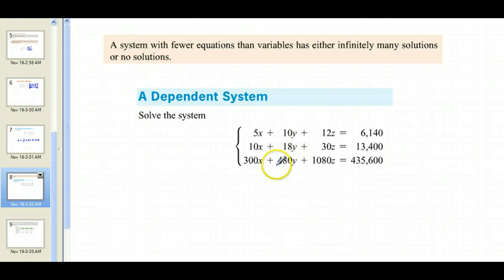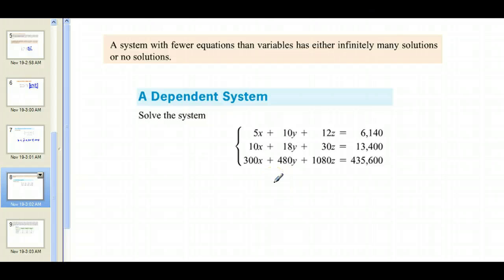We're going to look at an example of dependent down here, but if you have a system with fewer equations than variables, you're either going to have infinitely many solutions, meaning a dependent system, or you're going to have no solutions. So keep that in mind. If there are fewer equations than variables, it's not going to be a single unique solution. We have to have the exact same number of variables as equations for the hope of a single solution. With fewer equations than variables, you're either going to have an infinite number, or not have any at all.